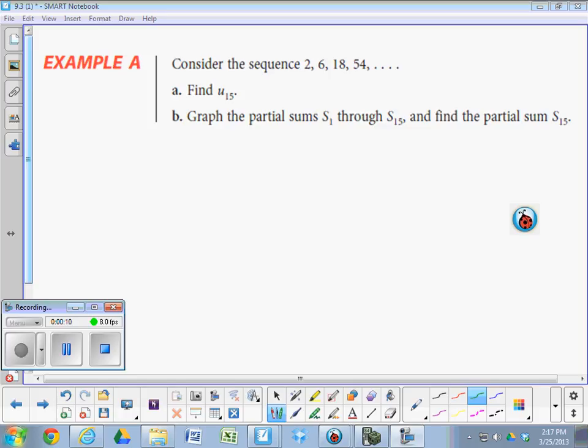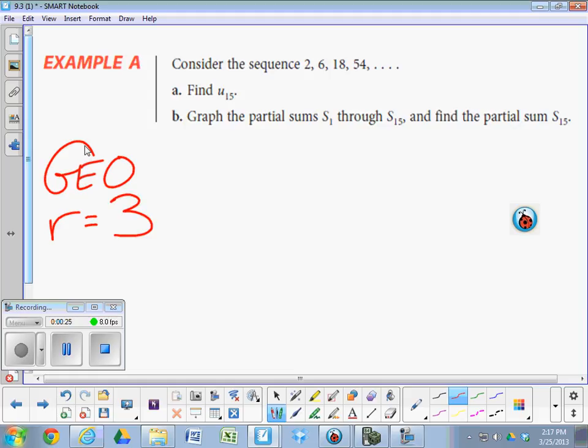Consider the sequence 2, 6, 18, 53. Everybody consider it. Okay, you've considered it? Is it geometric? Yes, sir. What is R? 3. Okay, it's growing by 3.